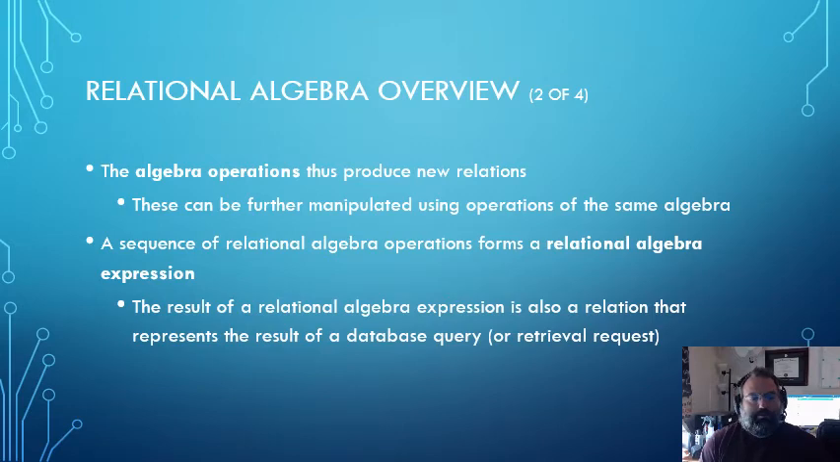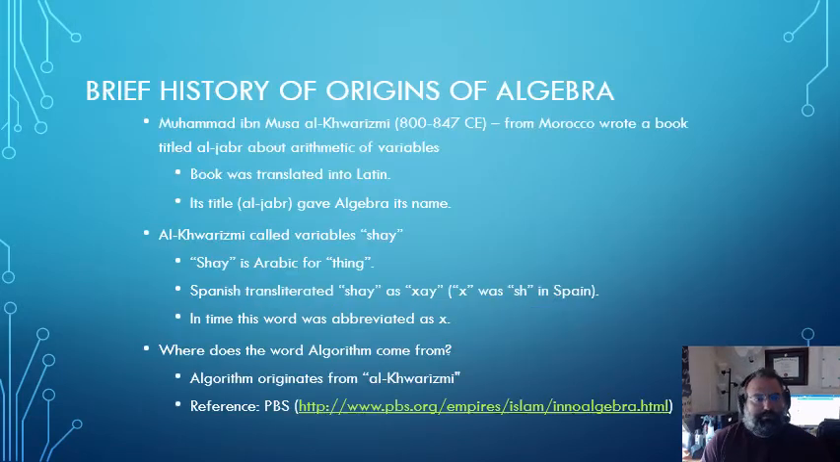The algebra operations thus produce new relations. These can be further manipulated using operations of the same algebra. A sequence of relational algebra operations forms a relational algebra expression. The result of a relational algebra expression is also a relation that represents the results of a database query or retrieval request. A brief history of the origins of algebra.